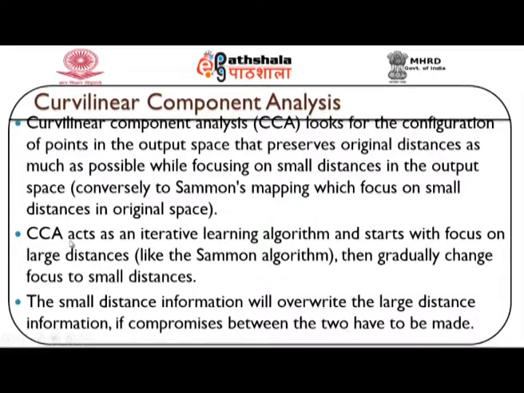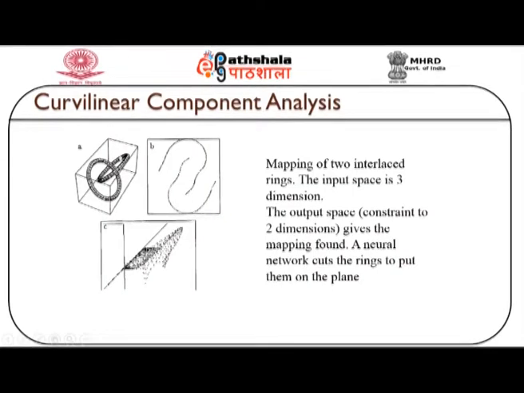So, this CCA acts as an iterative learning algorithm and starts with focus on large distances. Then it tries to gradually change the focus to small distances. The small distance information will overwrite the large distance information if compromises between the two have to be made. So, this is an example of the curvilinear analysis.